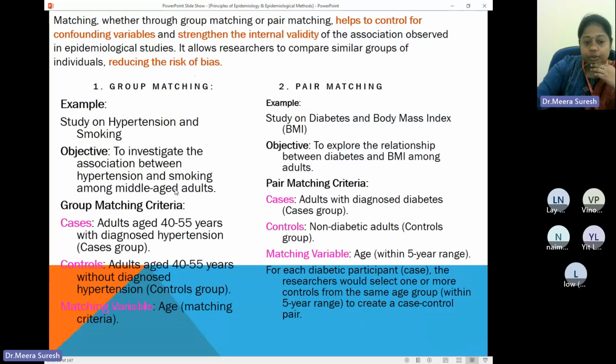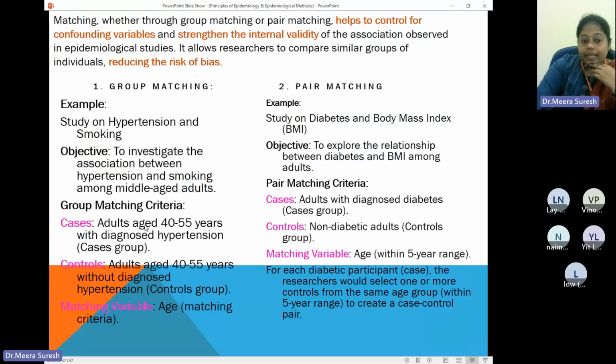So in the case of group matching, I already told you the example: a study on hypertension and smoking. Smoking will be the exposure and hypertension is the outcome. So you are going to investigate the association between hypertension and smoking among middle-aged adults. So your population is that.